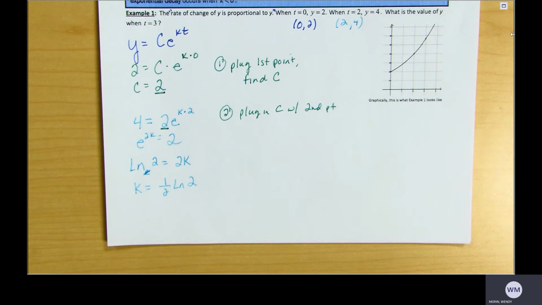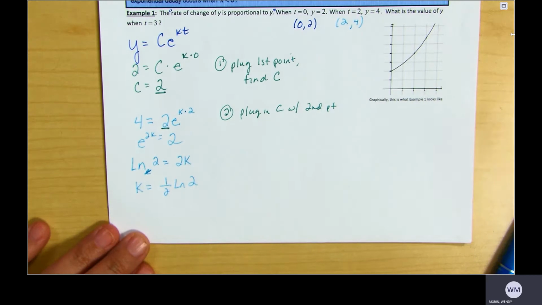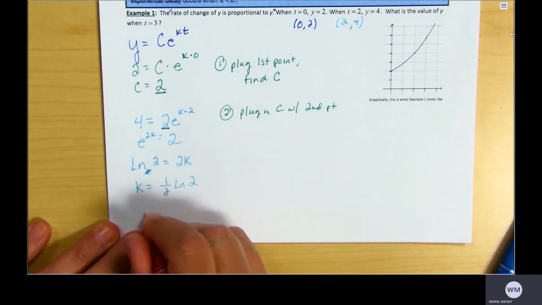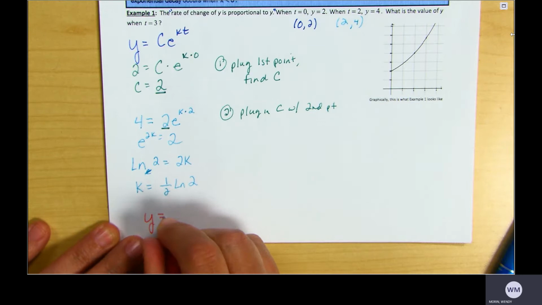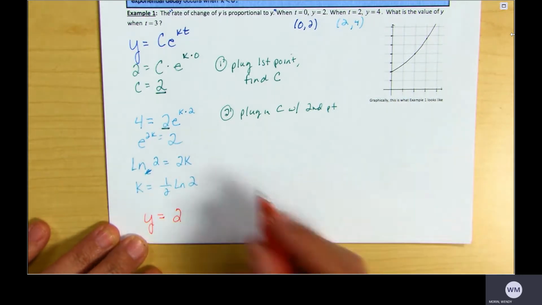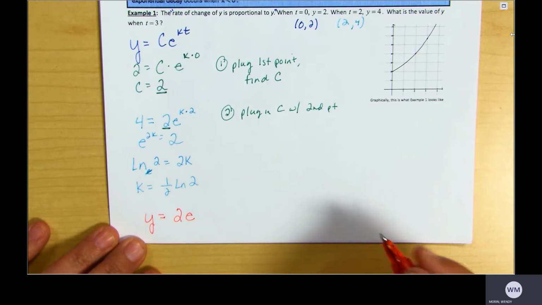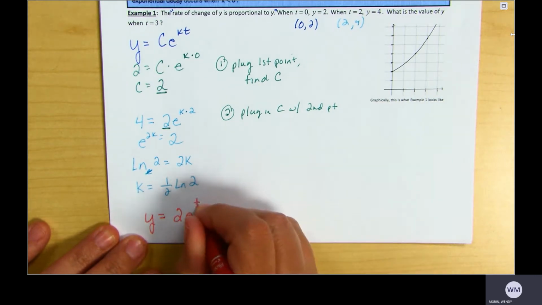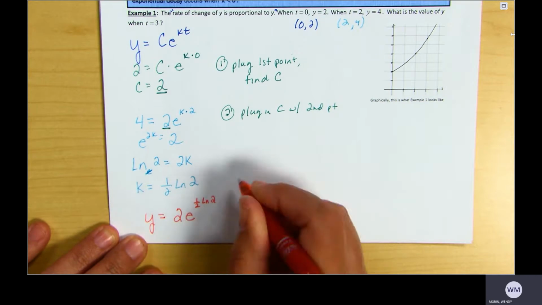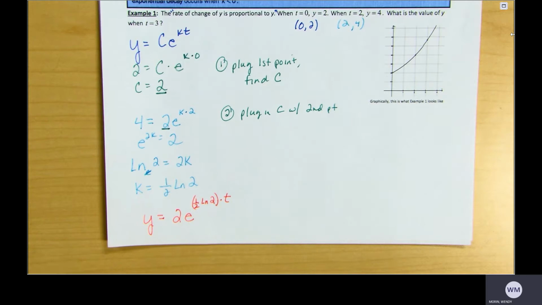So if we go back up to our original equation, our solution would be y equals our c value, which you calculated to be 2, times e to the kt. And our k is 1/2 the natural log of 2, all of that, times t. Now, this has an added step.